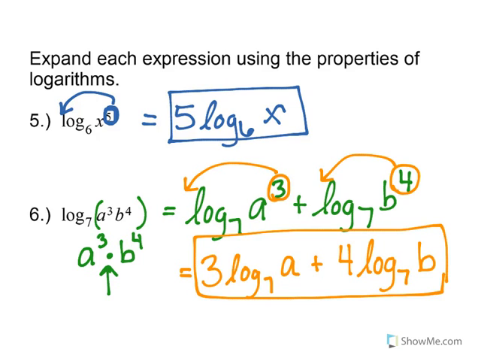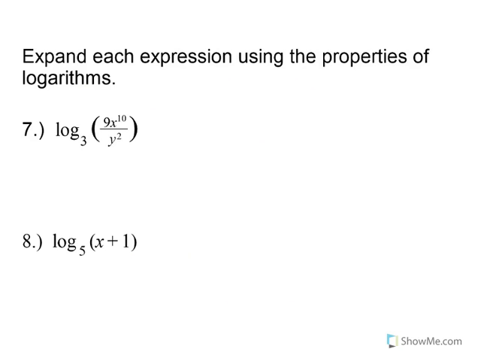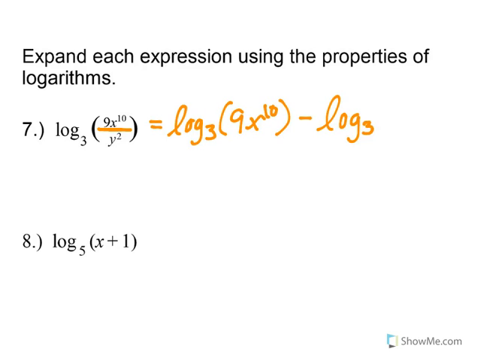You're trying to get the inside expression down to a single variable whenever possible. Okay, let's take a look at a couple more. So for problem number 7, the first thing I notice is that there's a division in here, okay? See this division? I'm going to deal with that first. So I'm going to split this apart into log base 3 of the numerator, 9x to the 10th, minus log base 3 of the denominator, y squared, okay? So you always want to split apart multiplication and division first. Now, it doesn't really look like much, but there is, in fact, multiplication right here in between these two pieces. So the next thing I'm going to do is split that apart.